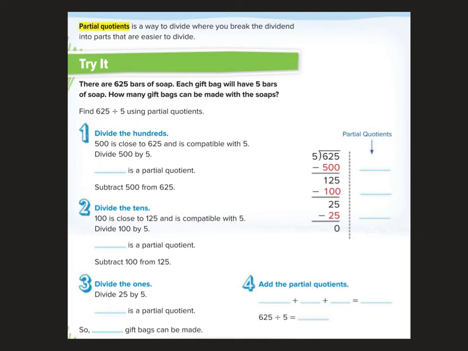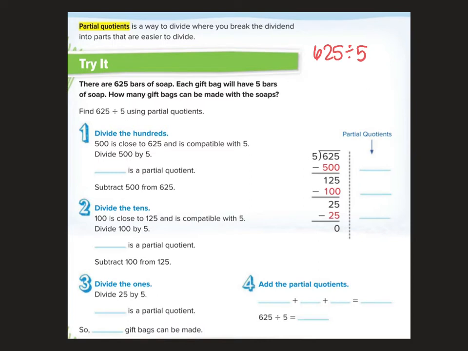There are 625 bars of soap. Each gift bag will have 5 bars of soap. How many gift bags can be made with the soaps? So 625 divided by 5 is what we're working with.